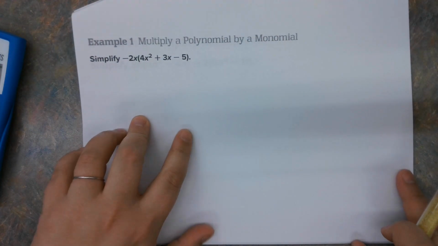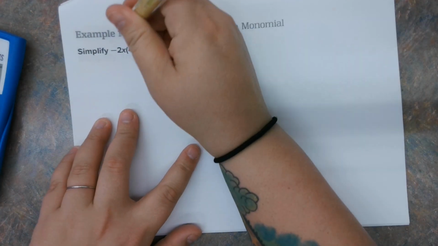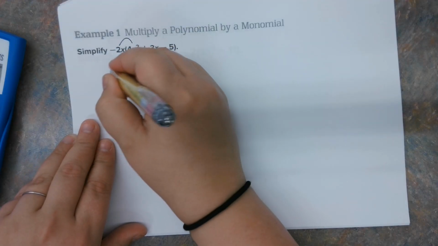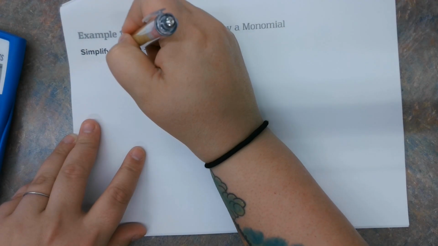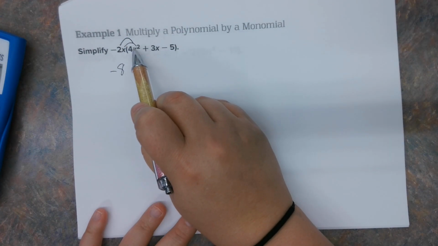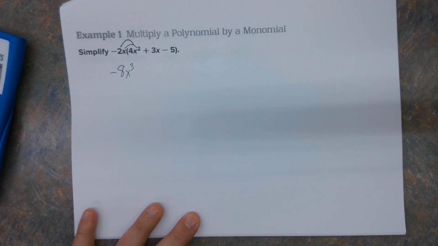Example 1. So we're just going to distribute, okay? So here I have my negative 2 times 4. It's going to give me negative 8. But I also have x times x squared. So when you're multiplying exponents, you add them. So this is x to the third.